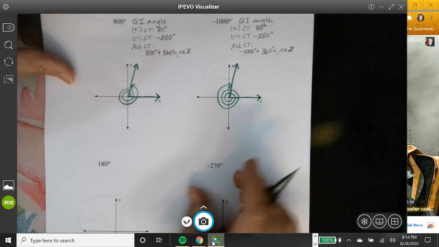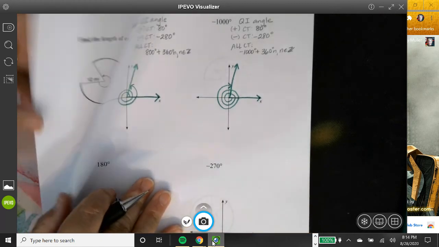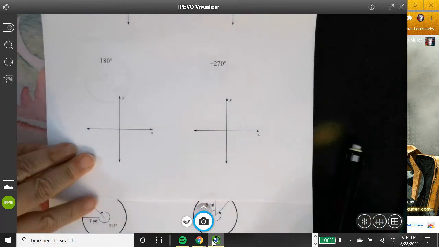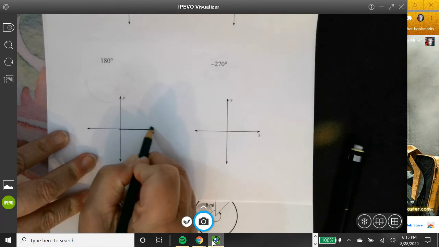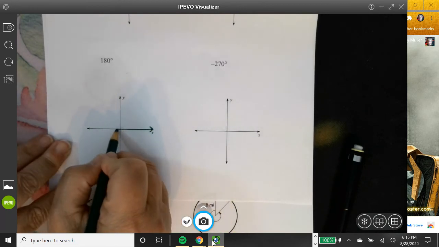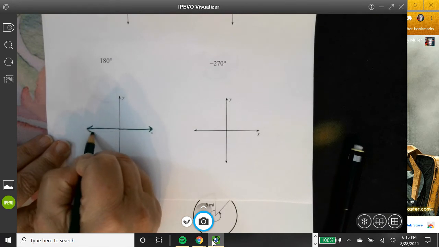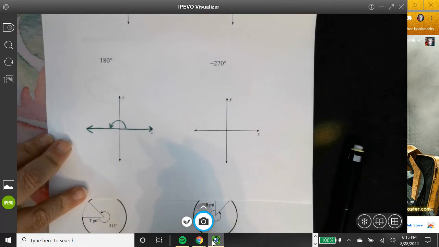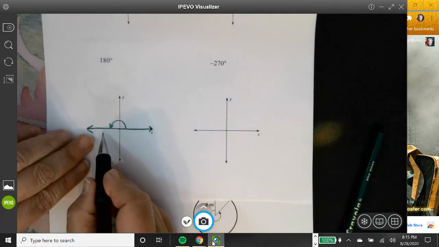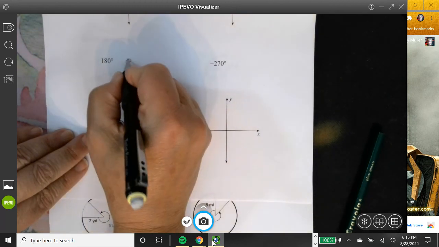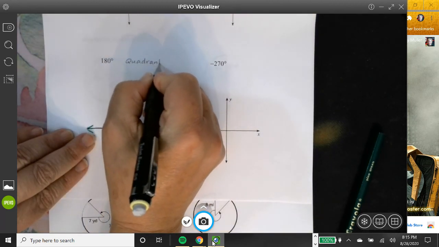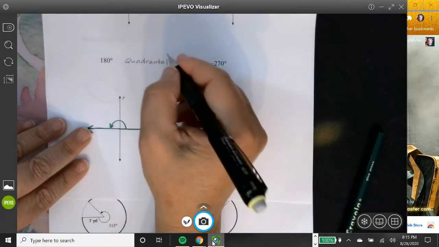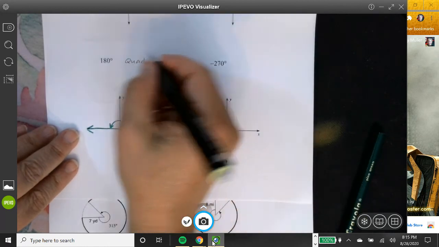Good. All right, so let's do some other ones here. 180. Well, this one is a special one. It's a positive rotation, but it's going to be one of those straight angles. So right here is 180 because I do a counterclockwise rotation and end on one of the axes. So this is a quadrantal angle. Right? So if I were to ask about the quadrant, you would say it doesn't apply, right?